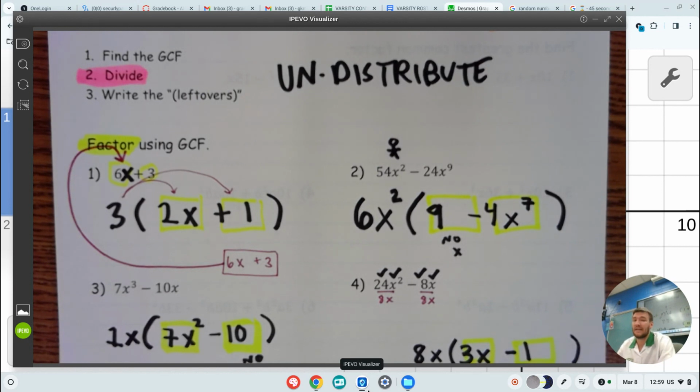This is a good way to kind of, hey, I did this question and I'm not sure if it's right or not. Well, do a little distribute. That doesn't take very long, and you can tell if you're right or wrong.